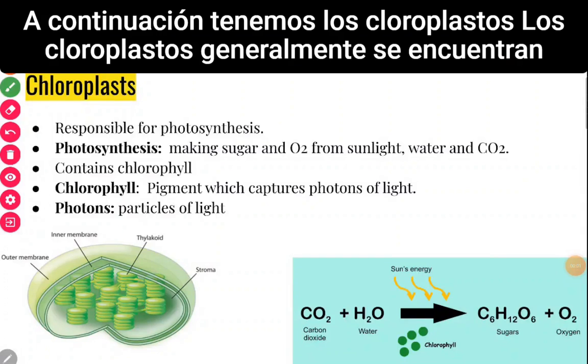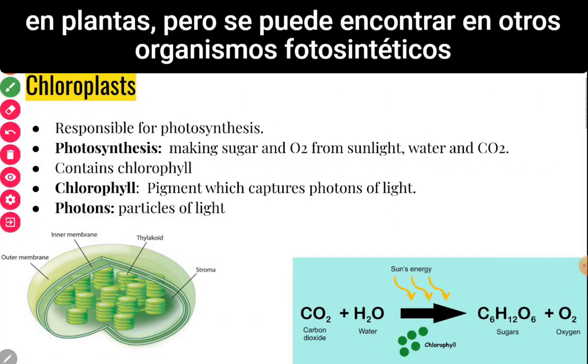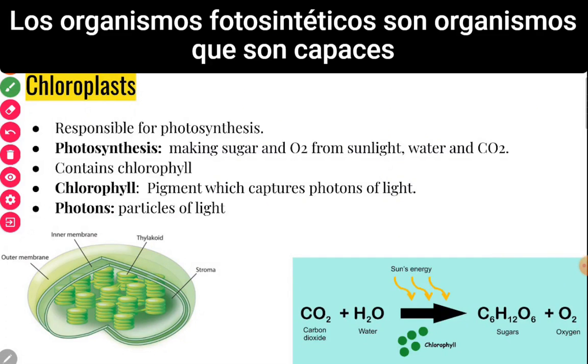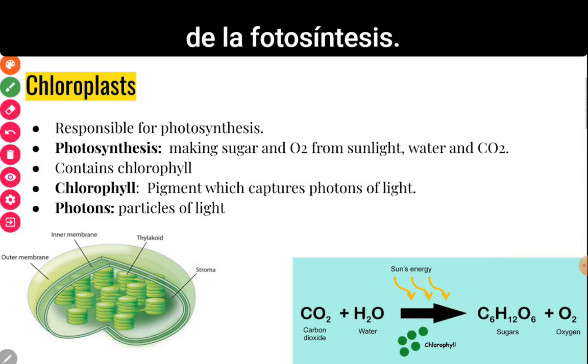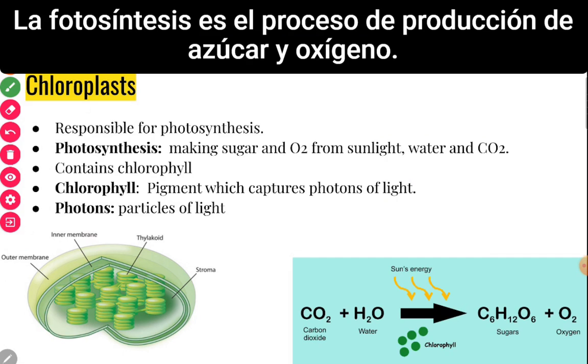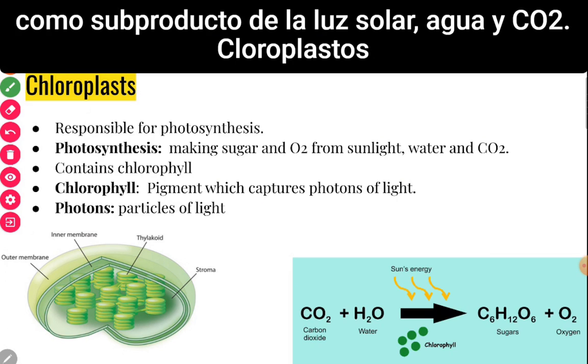Next we have chloroplast. Chloroplasts are generally found in plants, but can be found in other photosynthetic organisms as well. Photosynthetic organisms are organisms which are capable of photosynthesis. Photosynthesis is the process of making sugar and oxygen as a byproduct from sunlight, water, and CO2.